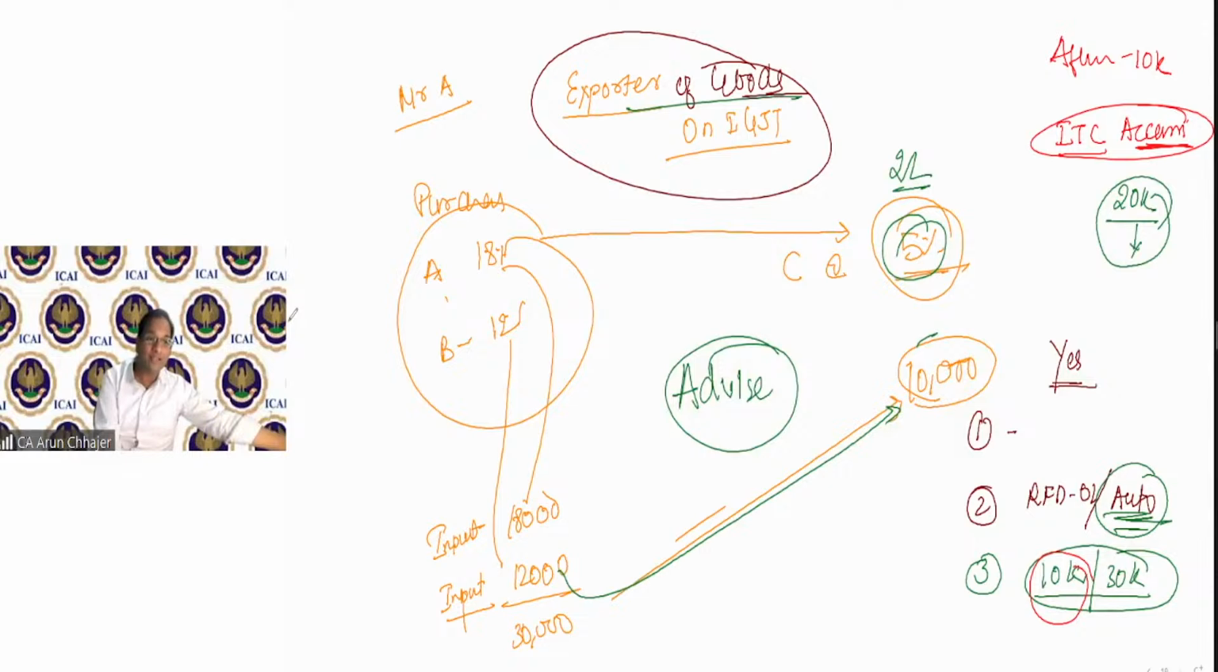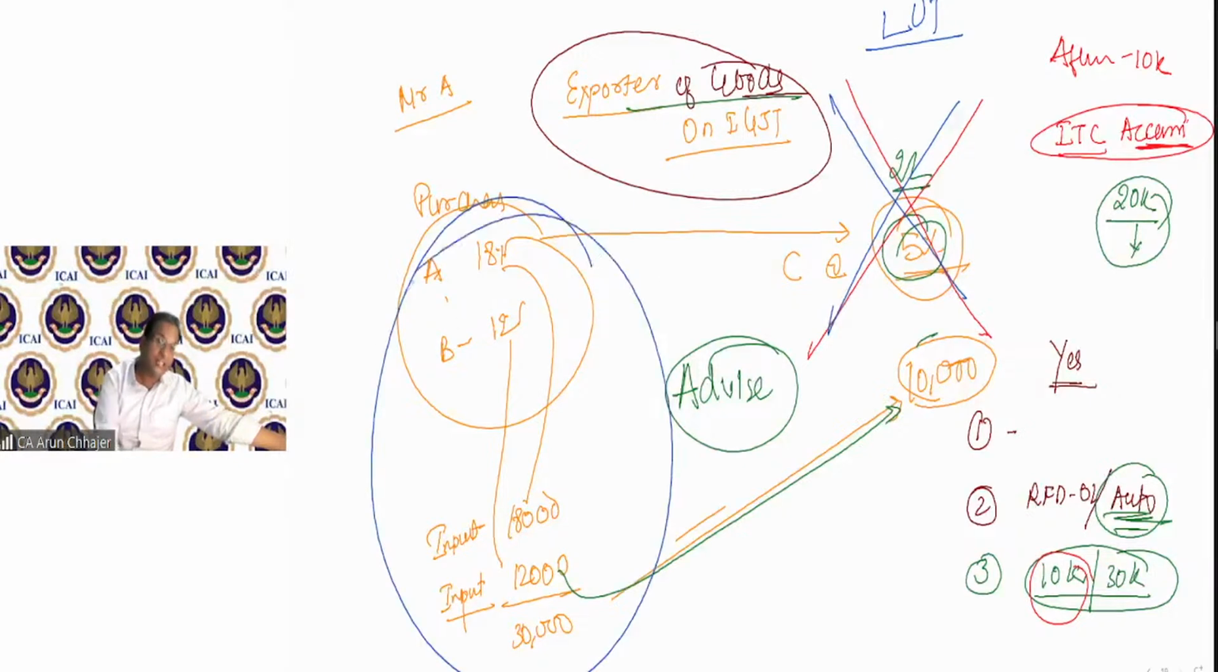क्या एडवाइस करोगे? You should advise that please do not use IGST route. You should go for LUT route. LUT में क्या होगा? जितना भी ITC accumulated है, entire 30,000 would be refunded. मोहम्मद क्लियर है? नम्रता क्लियर है? कीर्ति?